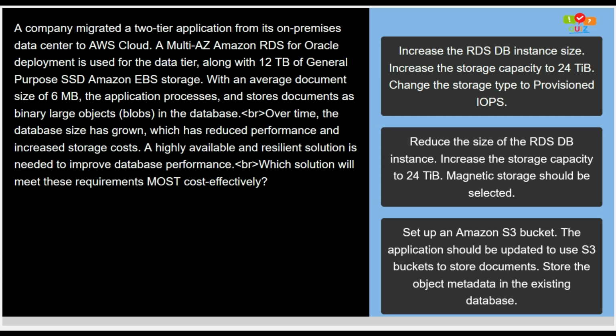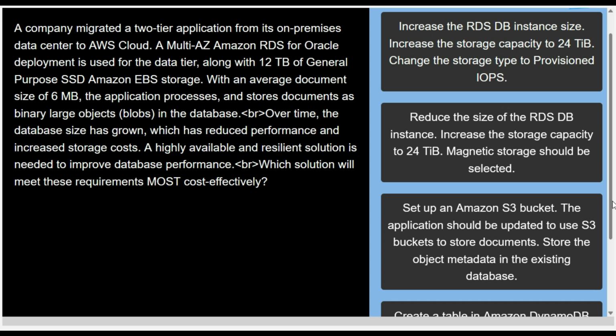A company migrated a 2-tier application from its on-premises data center to AWS Cloud. A Multi-AZ Amazon RDS for Oracle deployment is used for the data tier along with 12 TB of general purpose SSD Amazon EBS storage. With an average document size of 6 MB, the application processes and stores documents as binary large objects, blobs, in the database.